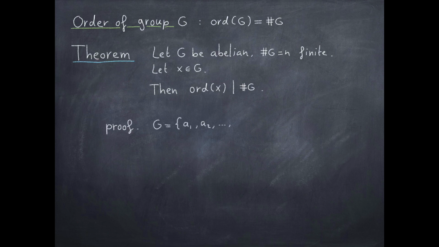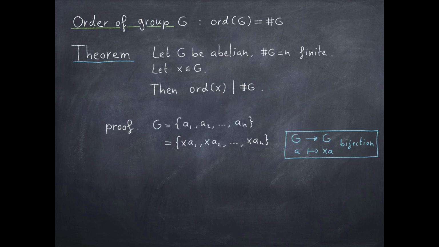So let G be an abelian group with a finite number of elements, say n elements. So we can number the elements of G a1, a2 up to an. Since left multiplication by an element x is a bijection, the elements of G can also be written as xa1, xa2 up to xan. These are exactly the same elements, just in a different order.